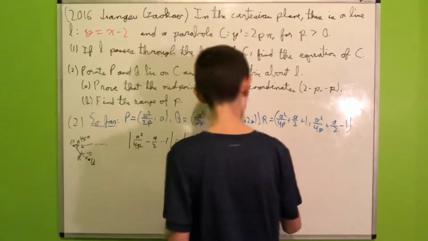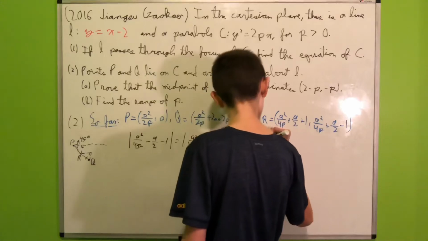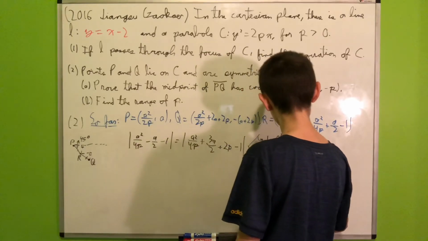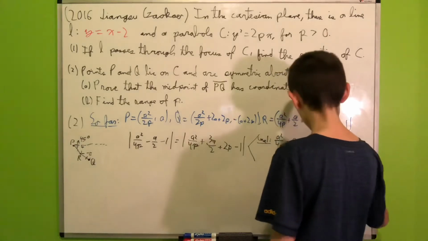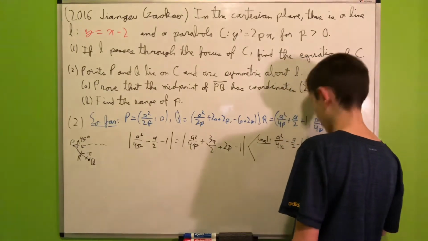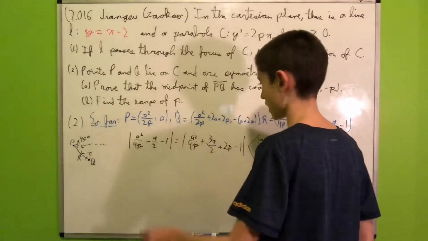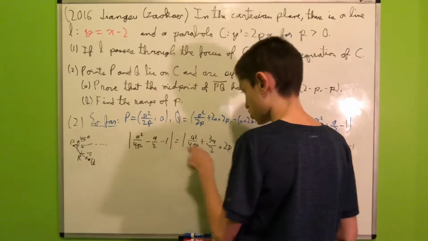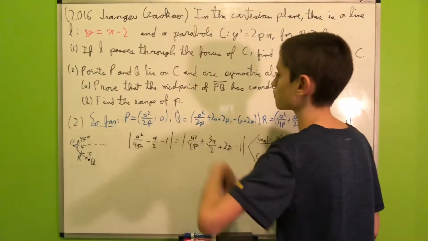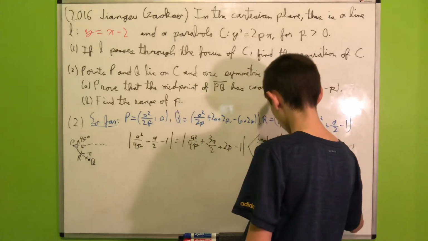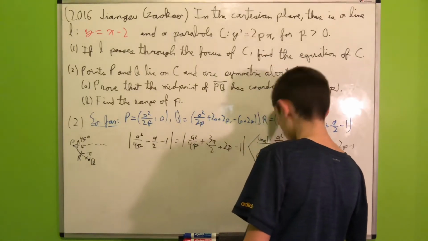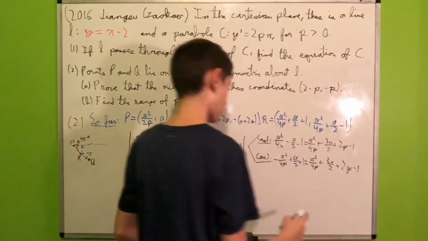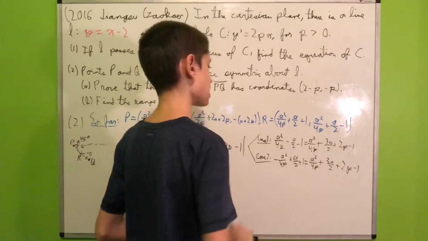And now, from this, we have two cases. Our first case is a squared over 4p minus a over 2 minus 1 equals a squared over 4p plus 3a over 2 plus 2p minus 1. In other words, if we just cancel out the absolute values right away. And our second case is if one of the arguments of the absolute values was negative. So we have negative a squared over 4p plus a over 2 plus 1 equals a squared over 4p plus 3a over 2 plus 2p minus 1. Look at that. If you take the absolute values on both sides, you get the same thing.